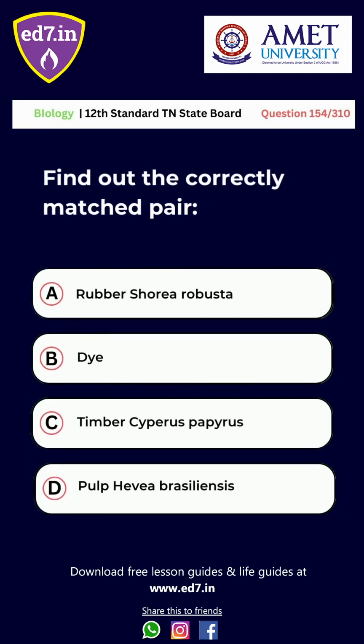Question number 154. Find out the correctly matched pair. Option A. Rubber, Shorea robusta. B. Dye. C. Timber, Cyperus papyrus. D. Pulp, Hevea brasiliensis. And the right answer is option B. Dye.